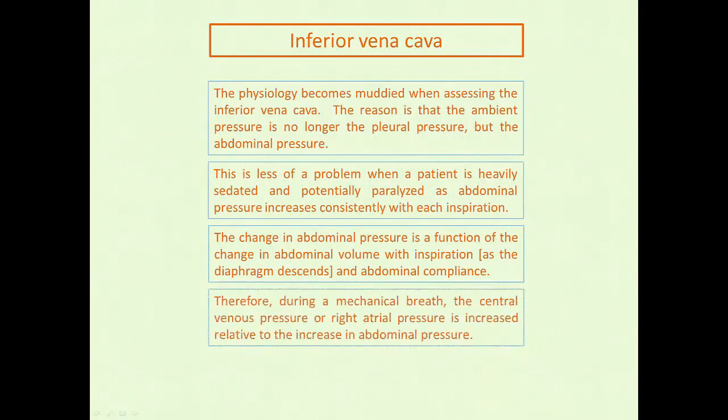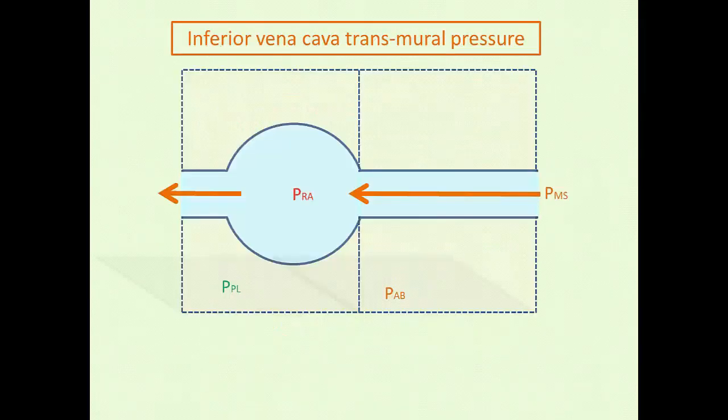Therefore, during a mechanical breath, the central venous pressure or right atrial pressure is increased relative to the increase in abdominal pressure. So now I've modified my diagram a little bit more. And so now you can sort of think of this as the inferior vena cava. This is your mean systemic pressure driving blood back to the right atrium. And then this is the outflow of the thorax. So this short space here from the right atrium to out of the thorax, this would represent everything in between. So that would be the right ventricle, pulmonary vascular bed, left atrium, left ventricle, aorta, everything right here, blood going out of the thorax.